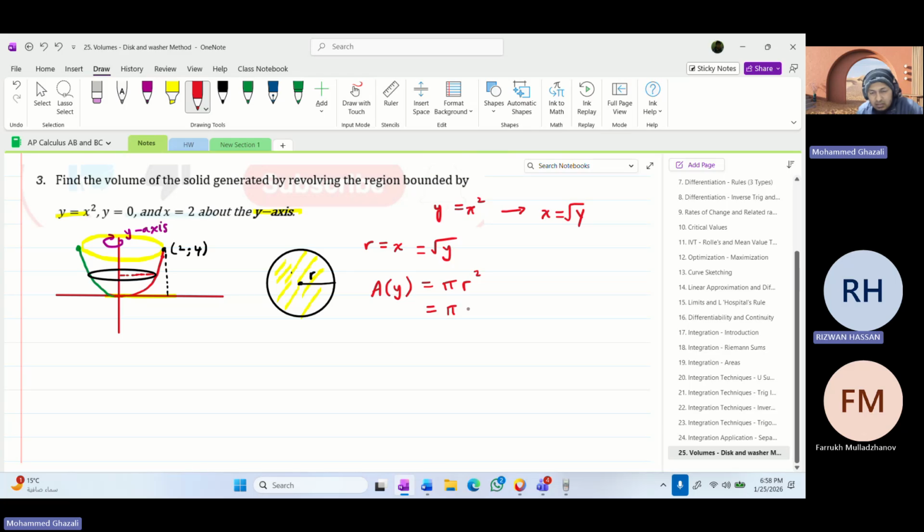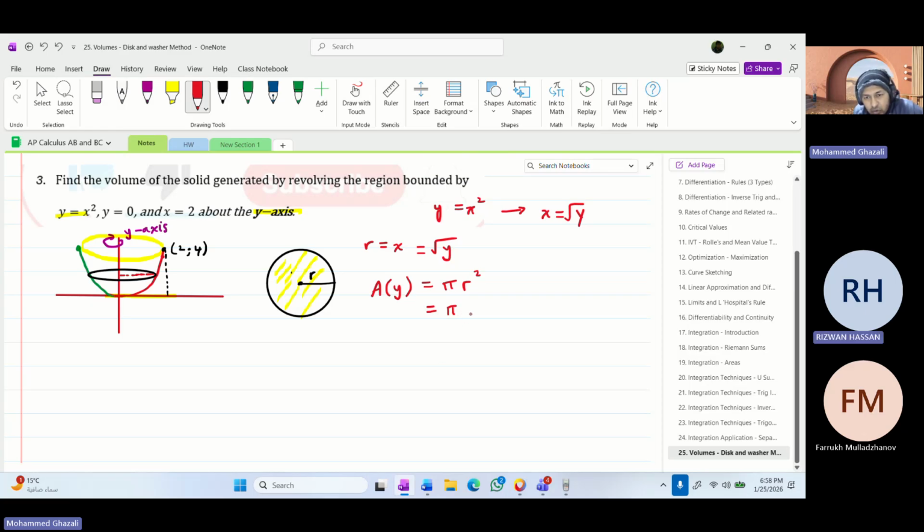So this disk method is much easier compared to the washer method, and less time consuming. Look, the disk method you only use for single graphs. But if you have two or more graphs, you have to use the washer method.